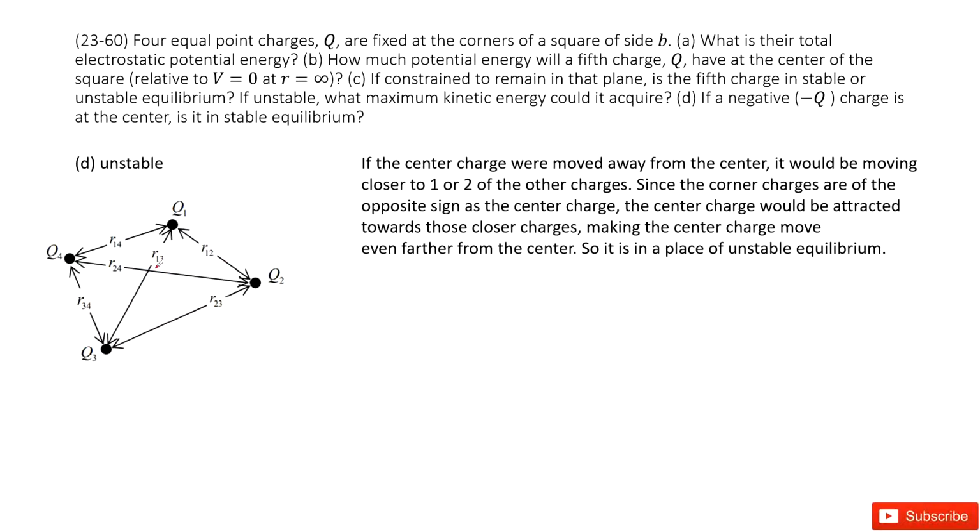And for the next one, if Q5 at the center carries negative charge Q, and we know Q1, Q2, Q3, Q4 are positive charges, if Q5 moves a little bit closer to Q1, what will happen? It will be attracted to Q1, right? This is an attractive force, in the opposite direction, because this is a positive charge and this is a negative charge. So that means if Q5 moves a little bit away from the center, it will be pulled closer to the corner charges Q1, Q2, Q3, or Q4. So this is called unstable balance.